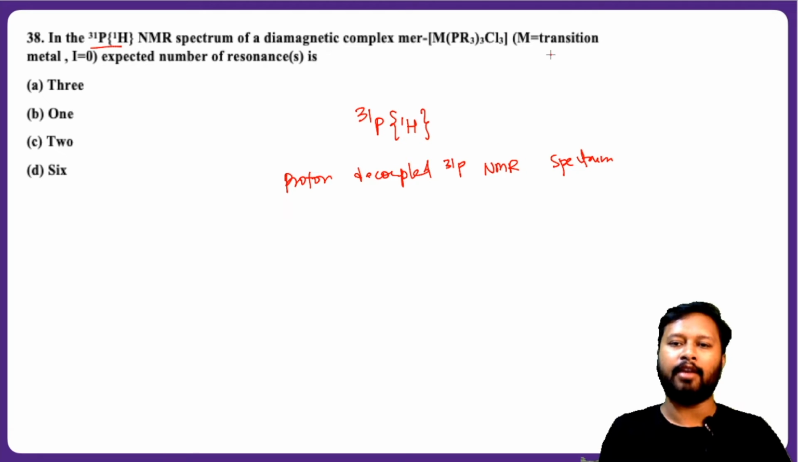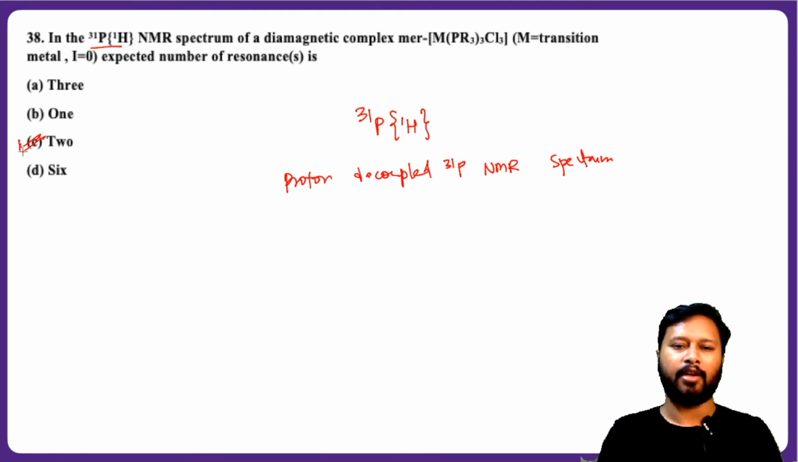Now the question is that in the 31P proton decoupled NMR spectrum of a diamagnetic complex of meridional MPR3 whole thrice Cl3, where M is some transition metal having I value 0, what is the expected number of resonances? How many resonances are you going to get? Number of resonances means number of signals, right? That's what they are asking. So we have just done this question, right? Meridional isomer, I have just done it. So you all have understood that the answer will be 2, right?